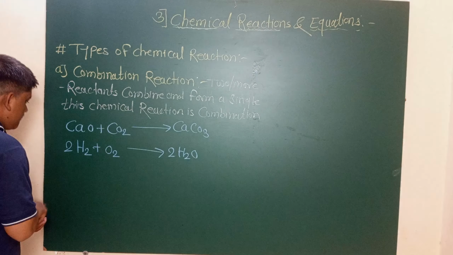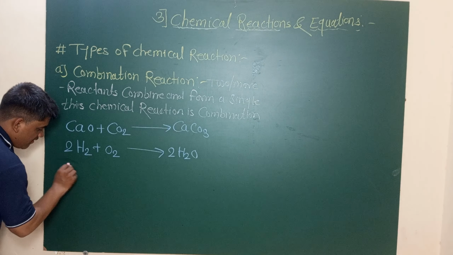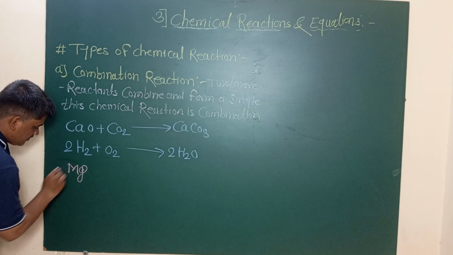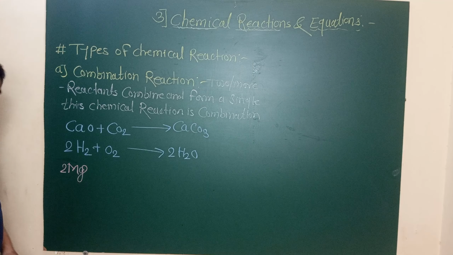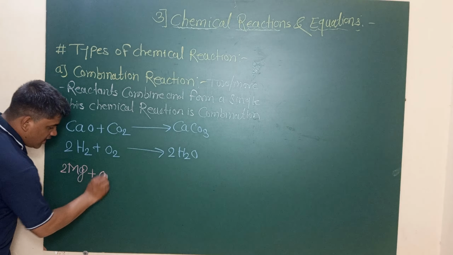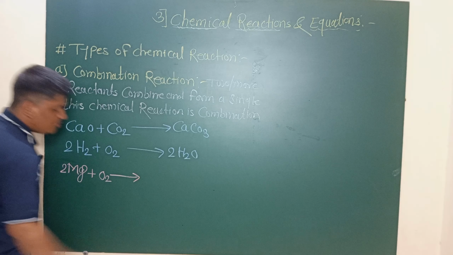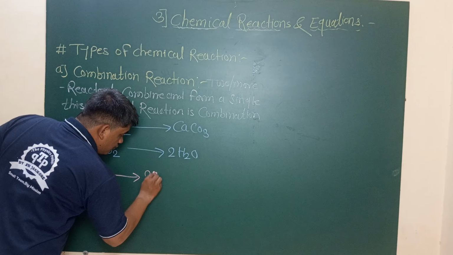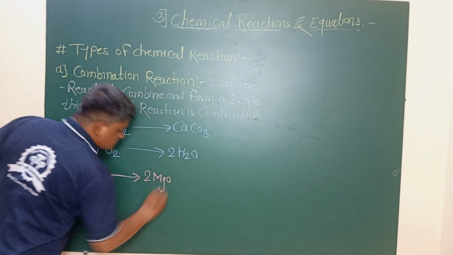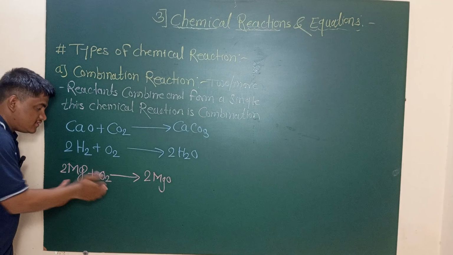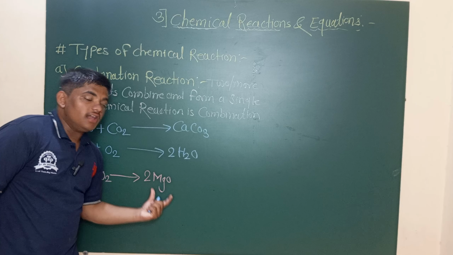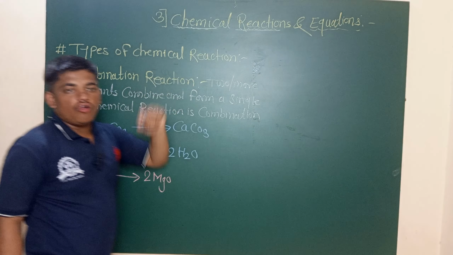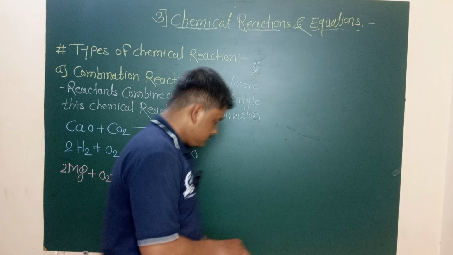Another example of the combination reaction: when magnesium metal, 2Mg, reacts with oxygen, or burns in the presence of oxygen, it gets oxidized to form 2MgO. Two different reactants combine with each other to form a single product. This reaction is known as a combination reaction.